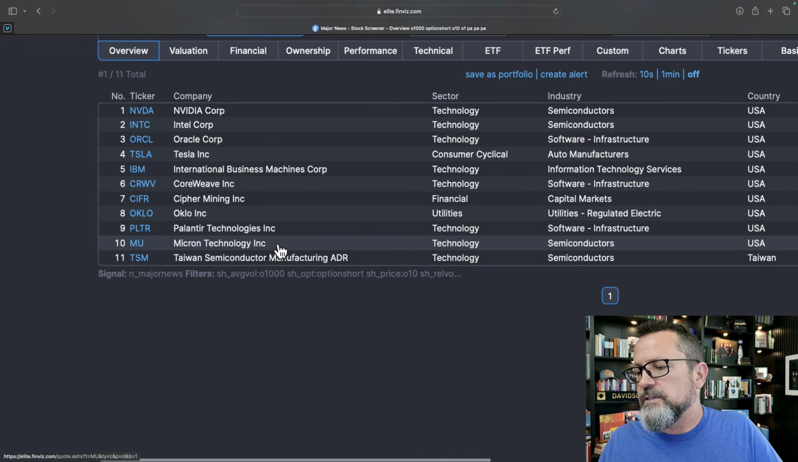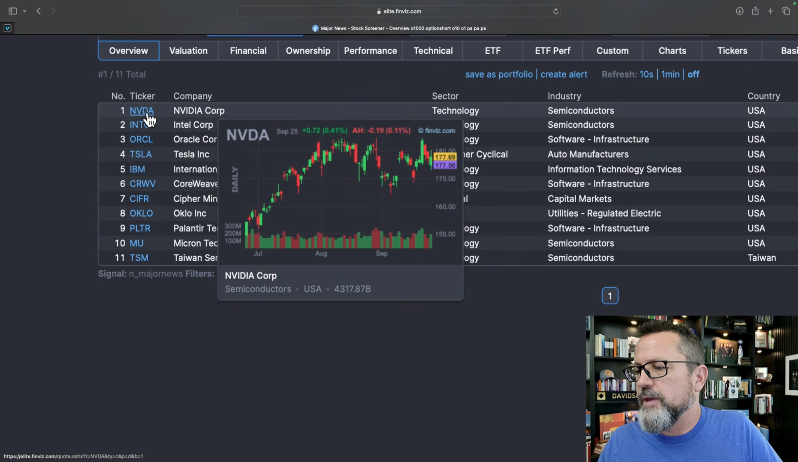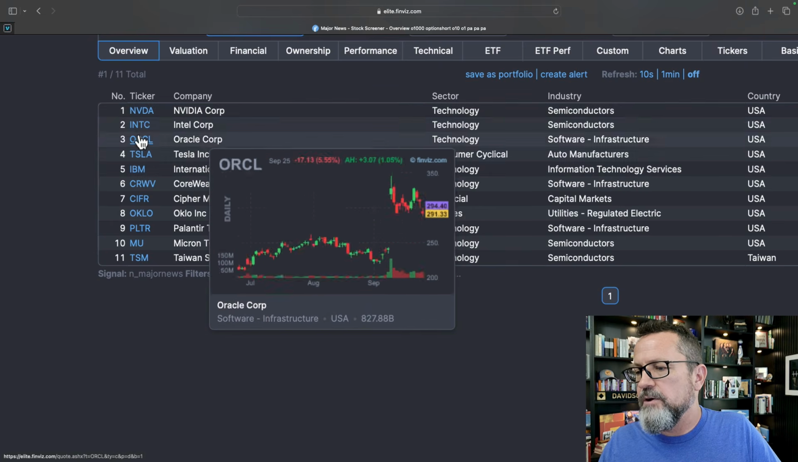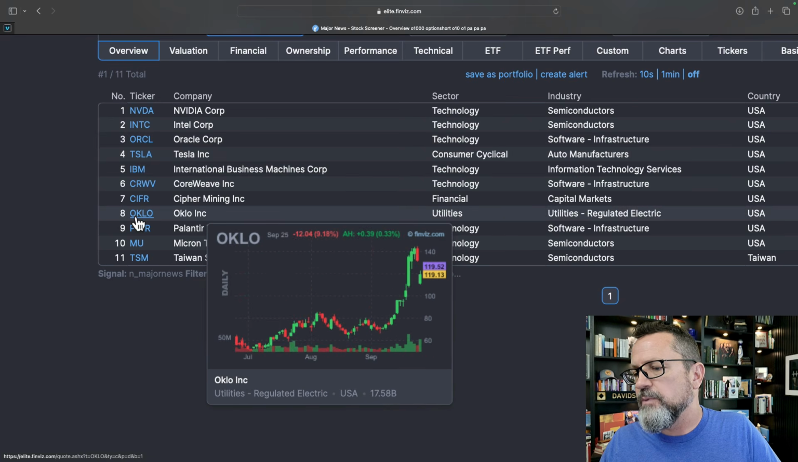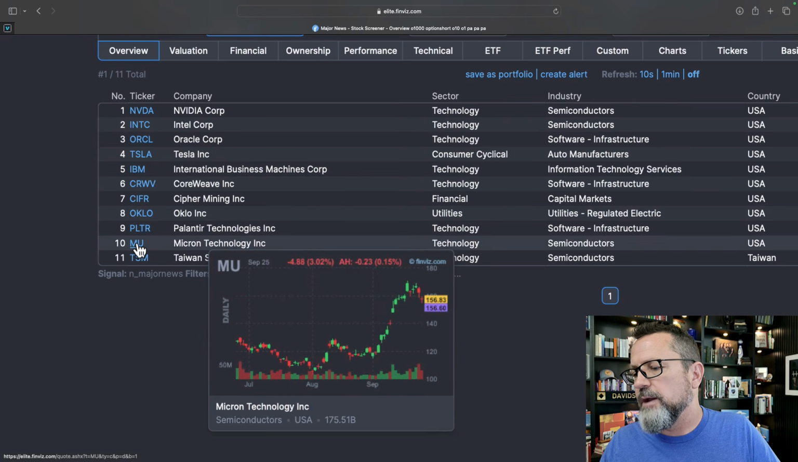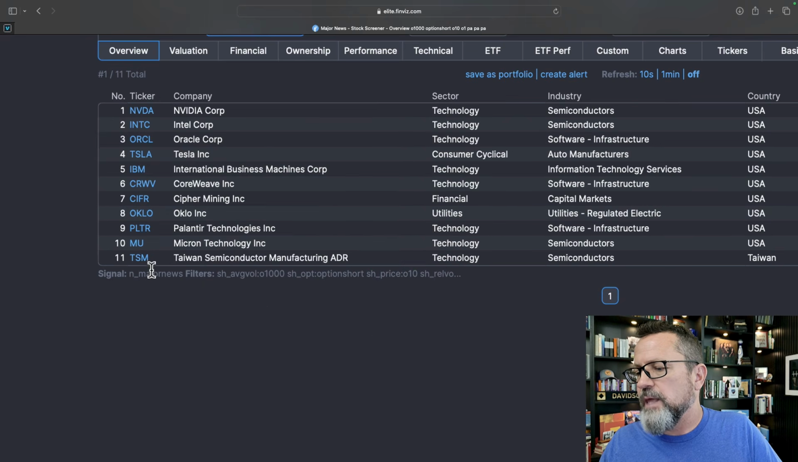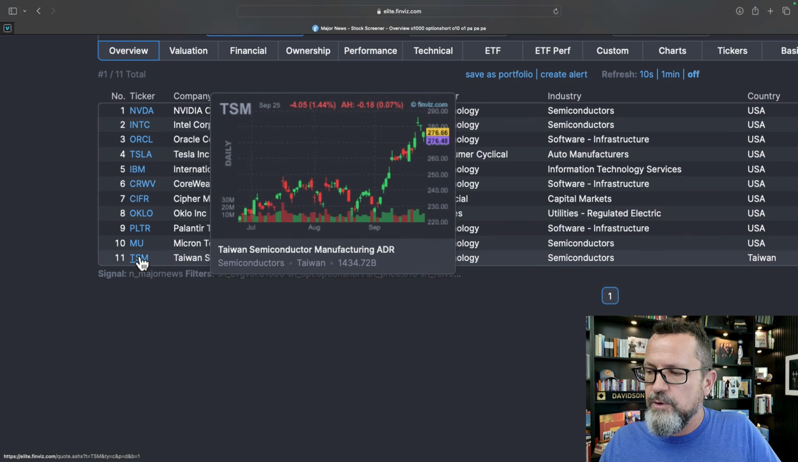And I've got on this list NVIDIA. Okay, that's okay, NVIDIA's got a great pattern. Intel's popping. Oracle's on the move. Tesla, IBM, Oklo, Palantir, Micron, Taiwan Semiconductor. Oh, look at that pattern on Taiwan Semiconductor. It's got a beautiful pullback pattern.